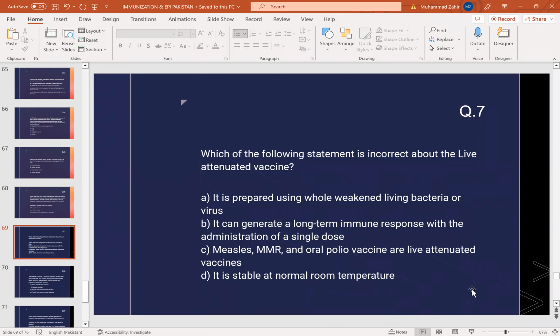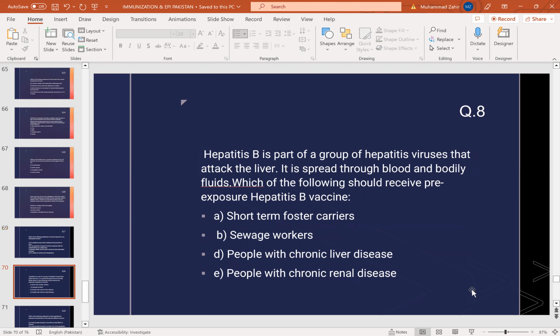Which of the following statements is incorrect about the live attenuated vaccine? It is prepared using whole weakened live bacteria or virus. It can generate a long-term immune response with the administration of a single dose. Measles, mumps, rubella, and oral polio vaccine are live attenuated vaccines, and it is stable at normal room temperature. D, yes, correct, absolutely right.